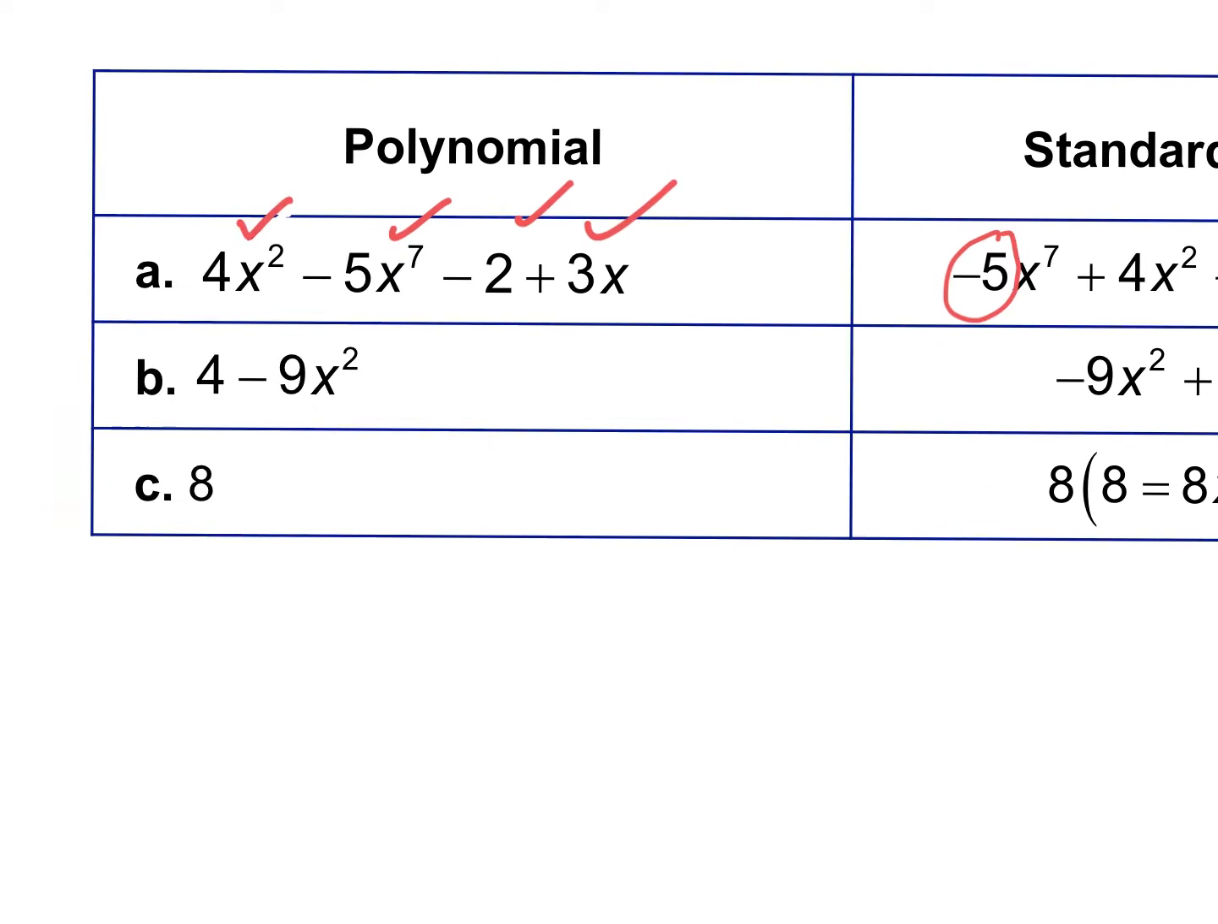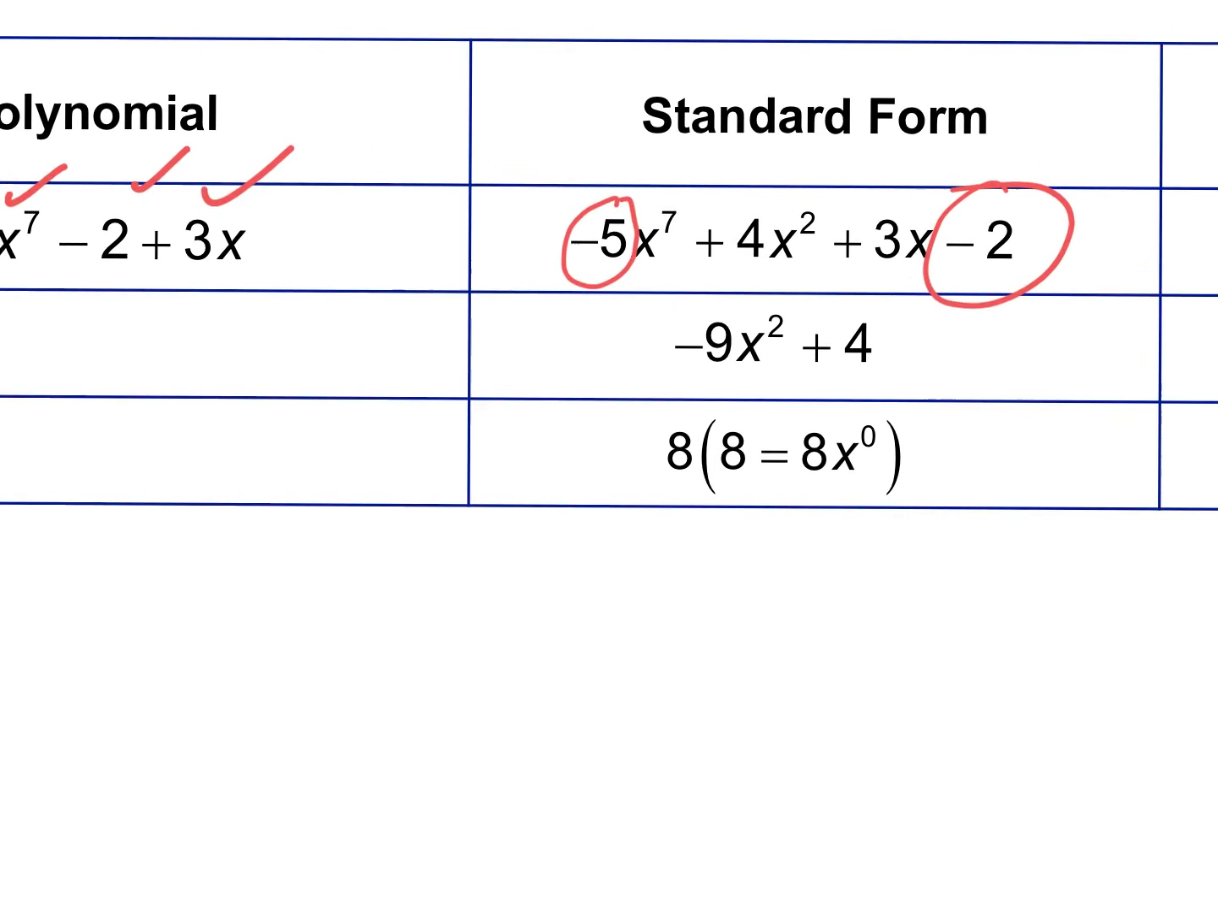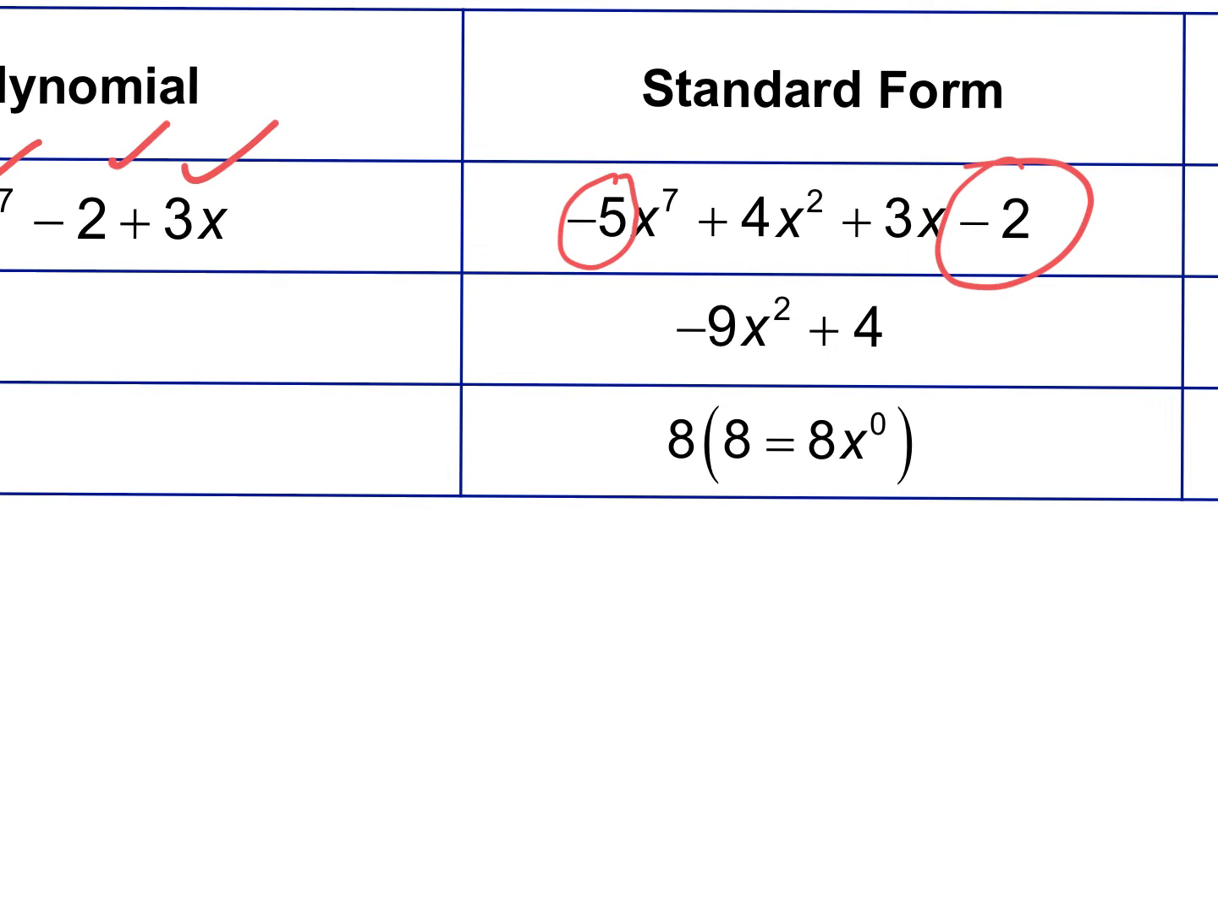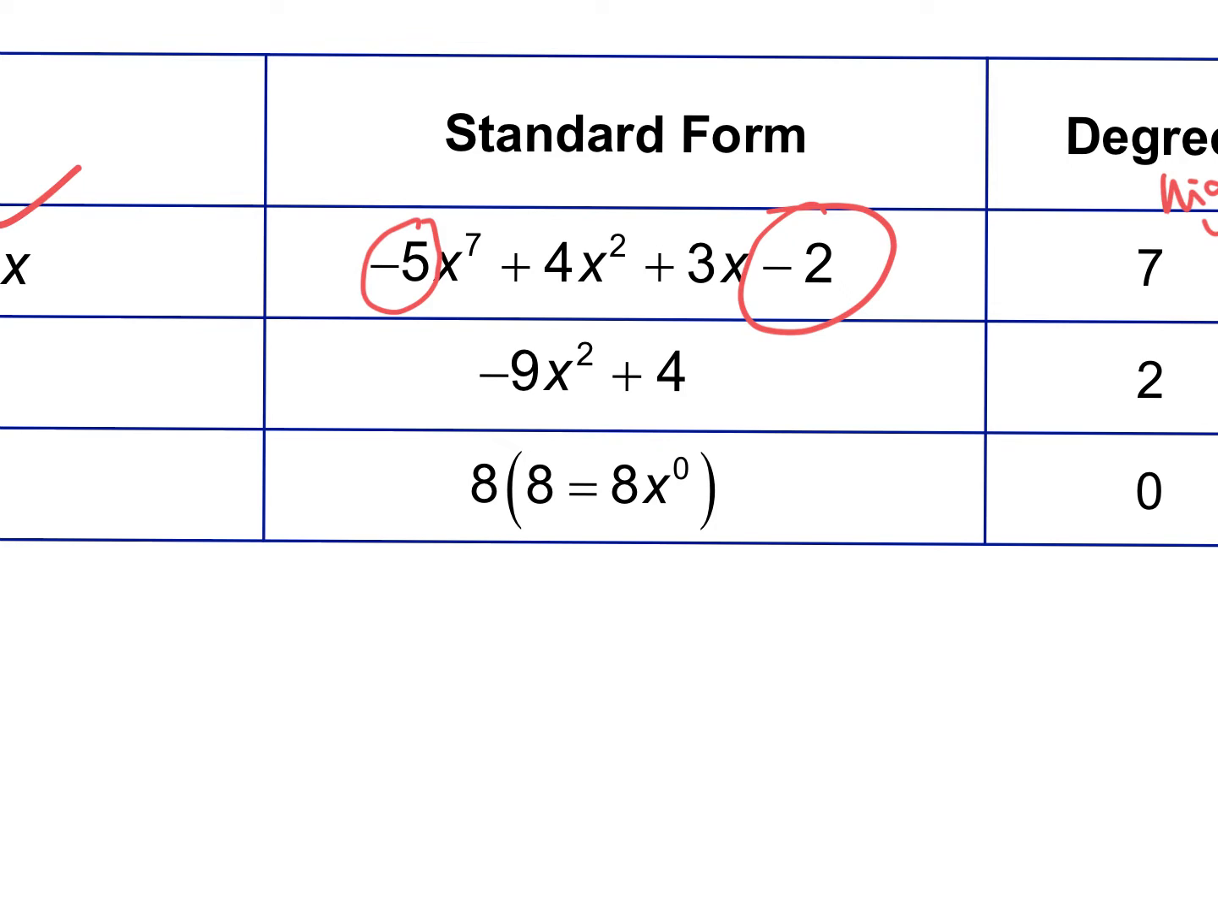We look at the second one. 4 minus 9x squared. Well, if we write that in standard form, negative 9x squared is going to come first. The plus 4 is second. There's 2 terms. The 2 terms are negative 9x squared and 4. The degree is 2 because that's the highest exponent we see. And then your constant, the number without a variable, is 4.